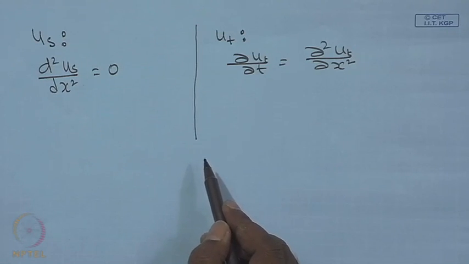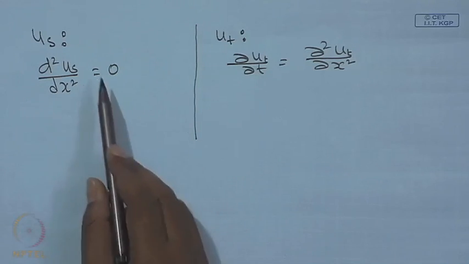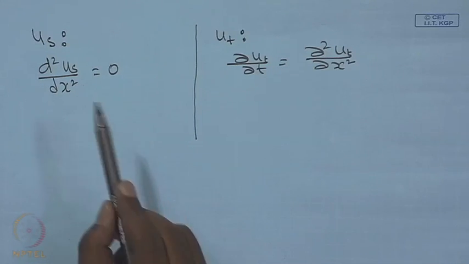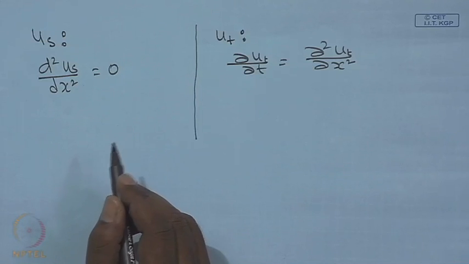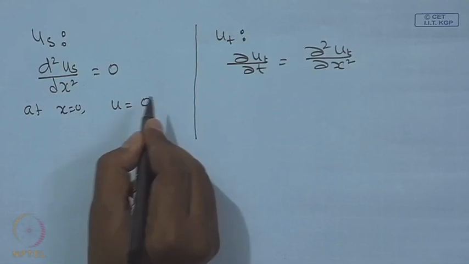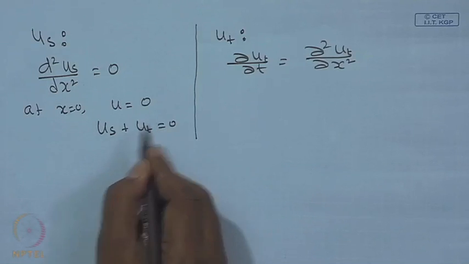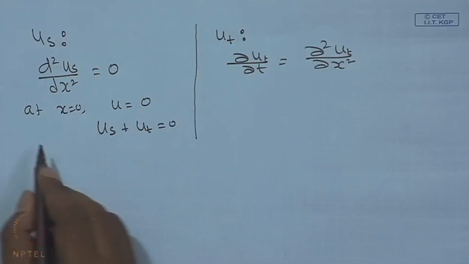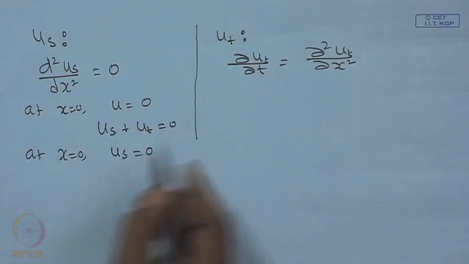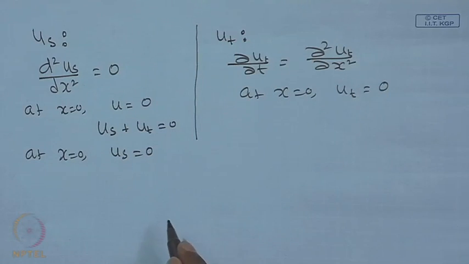So, now we set the boundary conditions. If you look into the boundary condition of the original problem, we do not require an initial condition in the space varying part, because you require to have the boundary condition only. So, at x is equal to 0, u was equal to 0. If you put u is equal to u_s plus u_t, then each of them will be individually 0. So, therefore, at x is equal to 0, u_s is equal to 0, and at x is equal to 0, you get u_t is equal to 0.